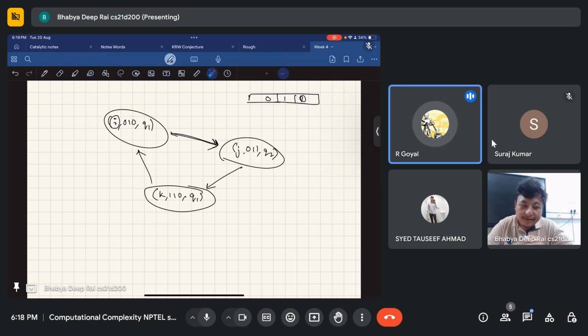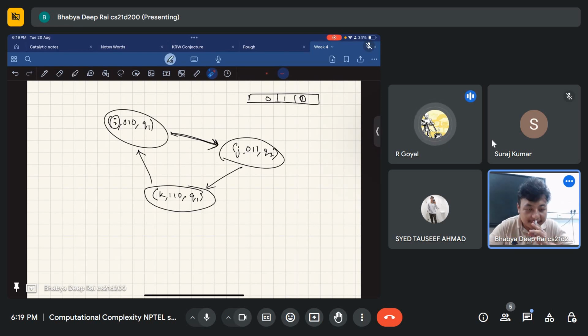So the Turing machine may enter an infinite loop. Yeah, it will get into an infinite loop. That could be the case, and the Turing machine may run forever.